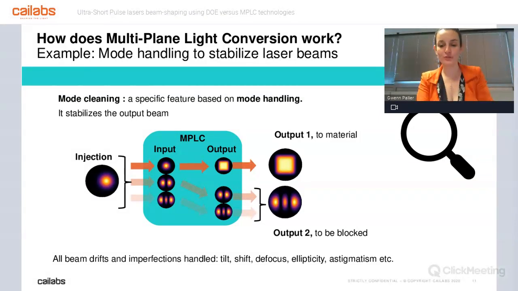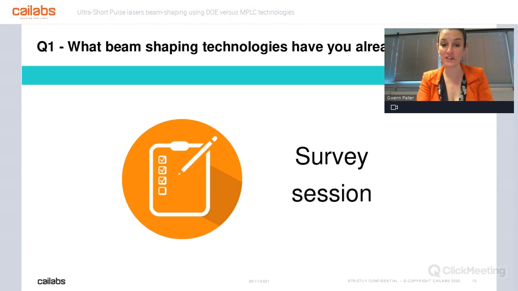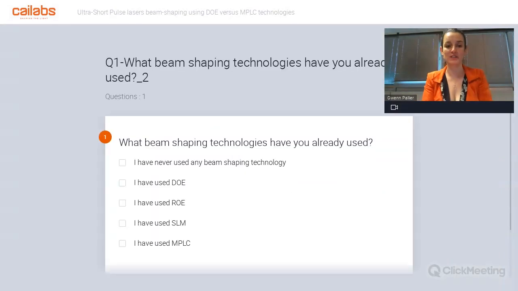And we will go to the first survey. This is your time to work, and you will have a question: what beam shaping technology have you used? You have multiple choice, and you can answer many of them. You have never used any beam shaping, you have used a DOE, you have used refractive optical elements, you have used an SLM, or you have used an MPLC, or many of them actually. We will give you some time to answer. It's very good so that at the end we can orient our discussion based on your answers.